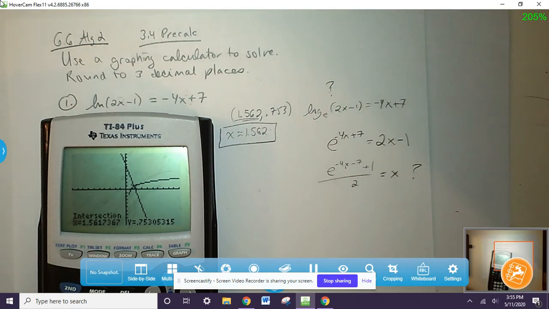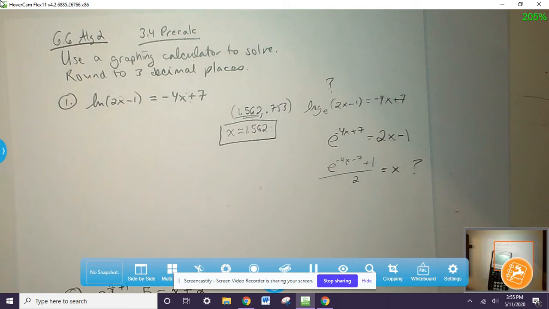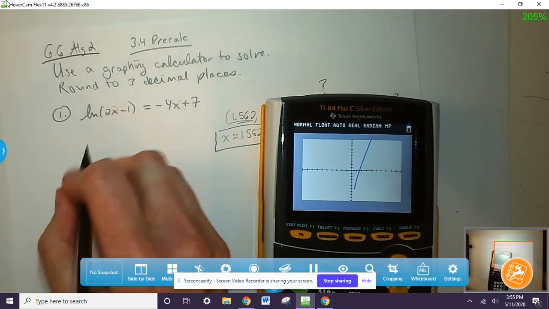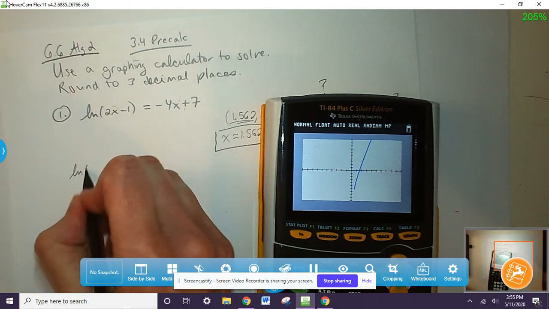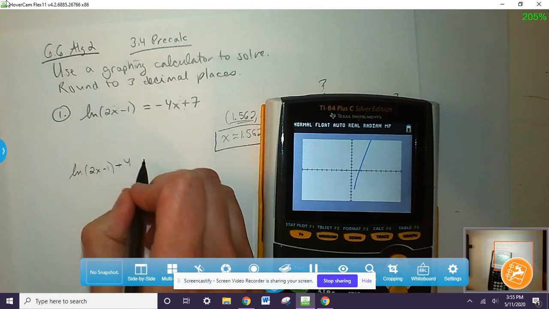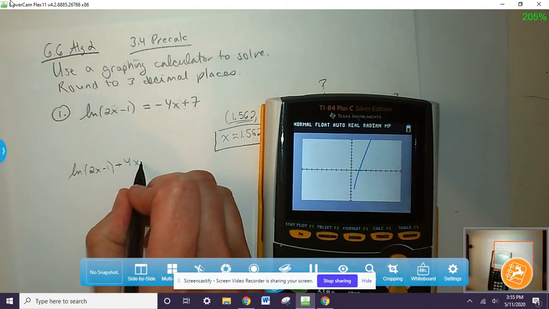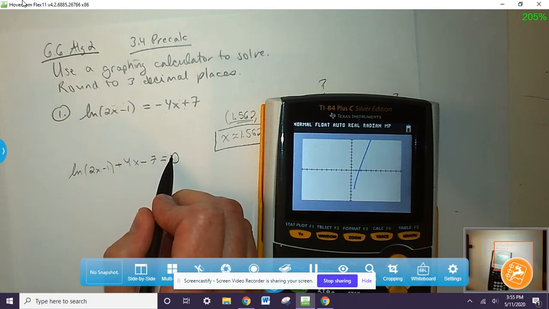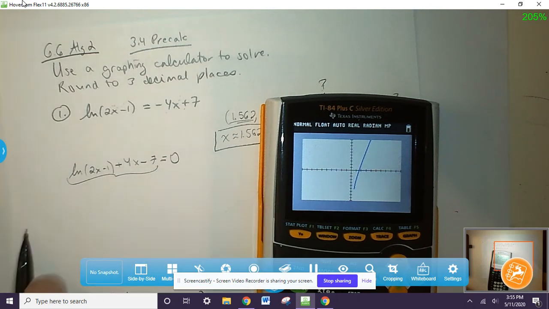All right, so that's my recommended method. Graph the left-hand side, graph the right-hand side, and find where they intersect. Just to remind you, you do have other ways to do this graphically. One way to do this is to get all the terms onto one side. So we can move the 4x over by adding it to the other side and move the 7 over by subtracting it. And then since one side is equal to 0, we can graph this and then find the x-intercepts.